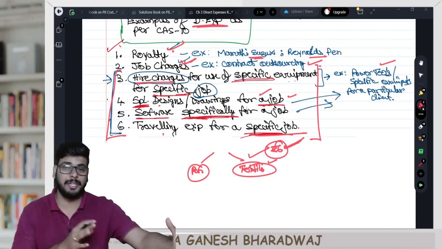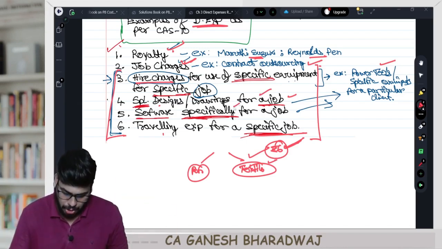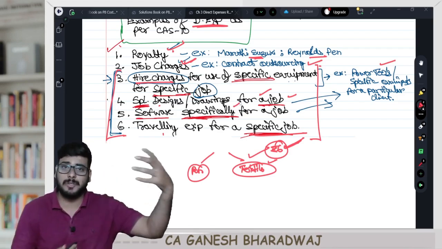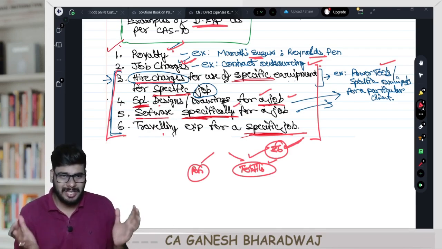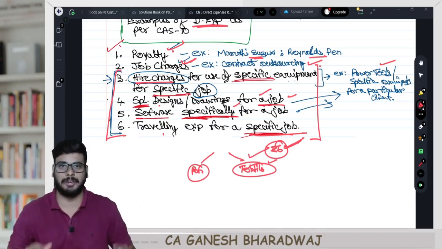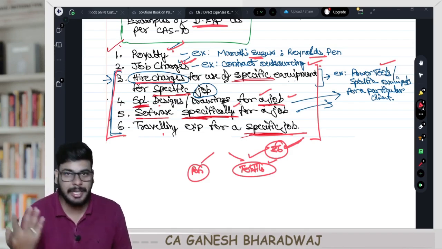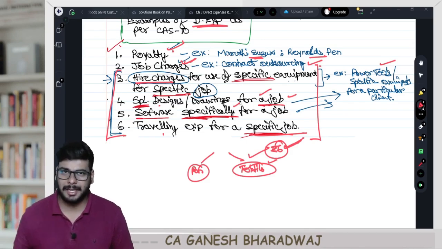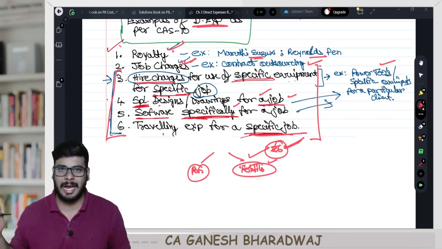And maybe for me to come up with this particular job for this particular client, I might be using some specific softwares, and I might have to travel to his place. Let's say he's in Japan and I need to go to his place and come back. So certain costs are incurred specifically for the purpose of a particular job. Obviously it is a direct cost, but can I classify it as direct material? No. Direct labor? No. So it clearly comes within the ambit of direct expense.